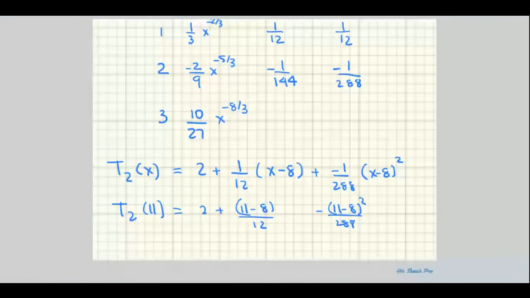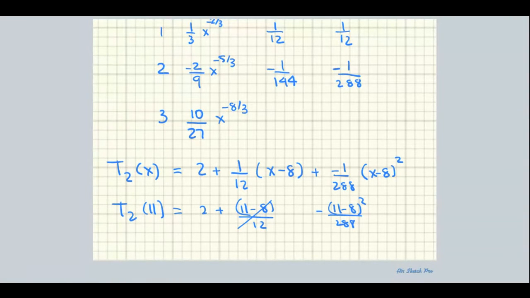Okay, the first one is 3 over 12, I'm sorry, that's 1/4, isn't it? And this last one is 9 over 288, yes? And remember that the 288 reduces, 9 over 288 is 1 over 32. Very good. Negative 1 over 32. And so what do we got here? 2 plus 1/4 minus 1 over 32.